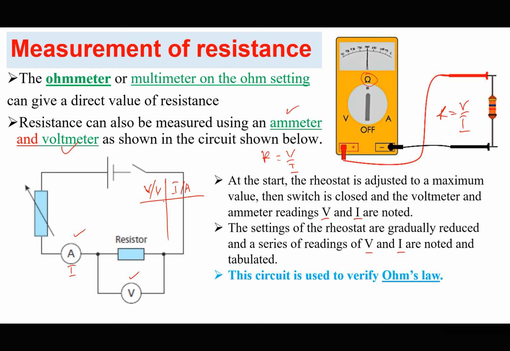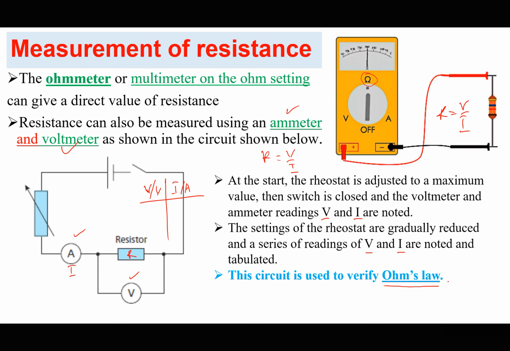So instead of getting a single value, which may have a lot of uncertainties, I would prefer to get several values by adjusting the current flowing through the circuit and the PD across my fixed resistor R. Then I'll plot a graph, either a graph of I against V or V against I. So this circuit is going to help me to verify what we shall later on call Ohm's law.